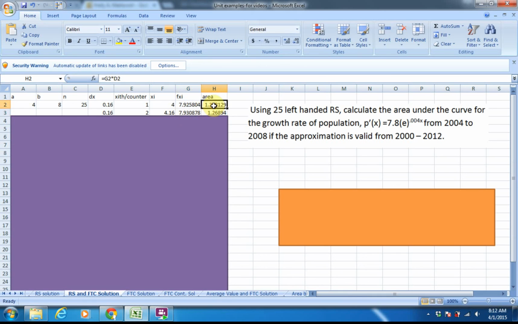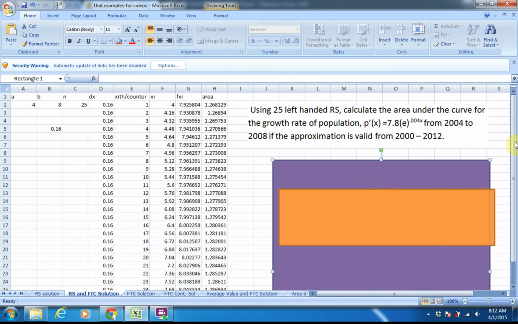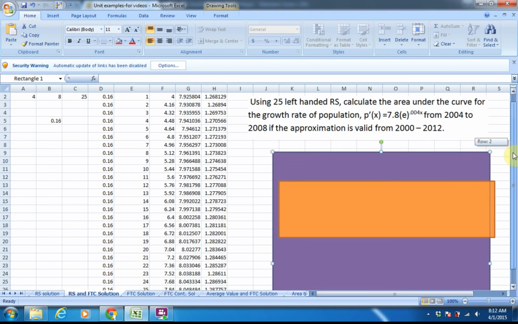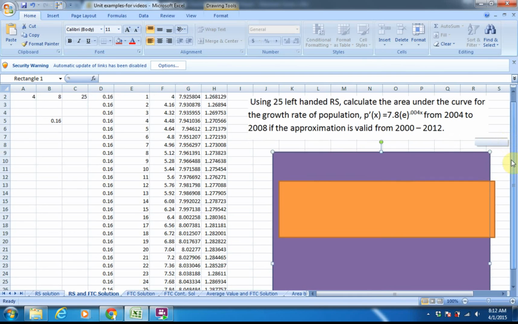And then remember, the area is the calculation: the function value, f of x sub i, multiplied by the width. So if I double click on that, you can see that it's here, G2 times D2. All right. Now remember what this is doing. We're going to look at the area of each of those rectangles. You pause whenever you need to make sure that you understand what's going on.